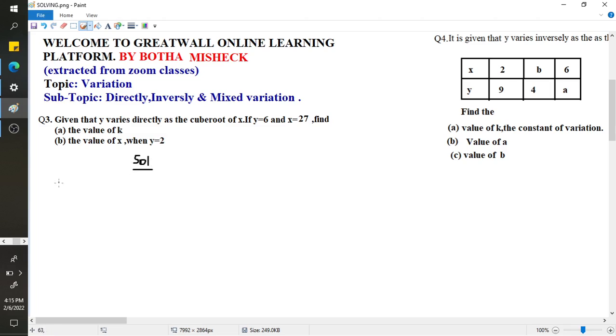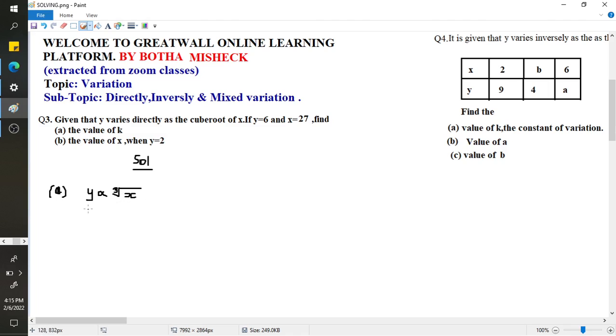So the first question, we have question A there. The question reads, given that y varies directly as the cube root of x. So that statement, we can just interpret it. So y varies directly as the cube root of x, right? You know what a cube root is? That's a cube root. Don't forget the 3, because when you forget the 3, that's a square root.